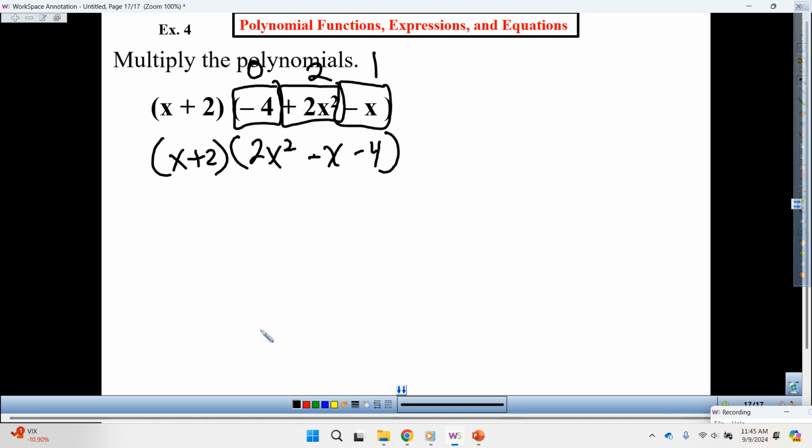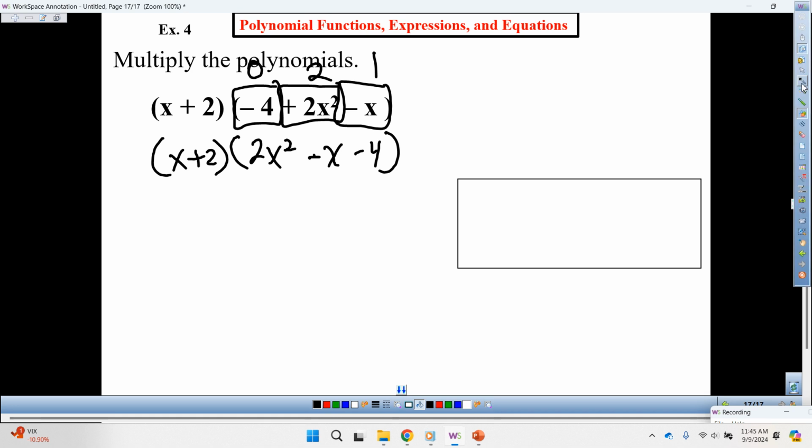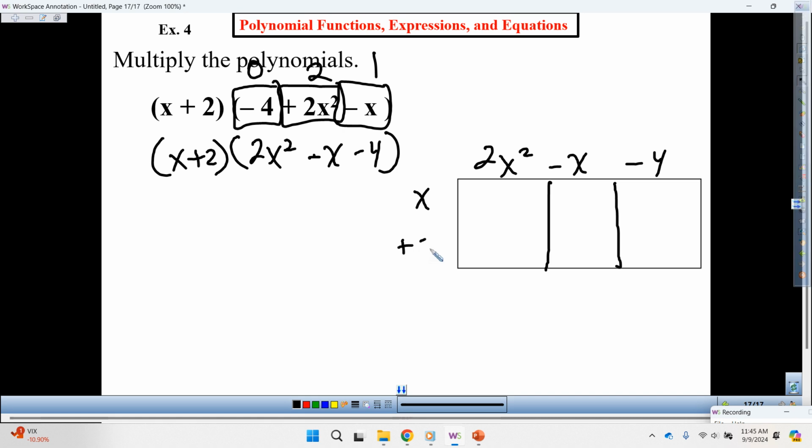So since it's getting pretty lengthy, and because of my tablet, the writing gets pretty crampy, I'm going to use the area model. Here it goes. Where is it? All right. Yeah, right here. All right, area model. So I'm going to write 2x squared minus x minus 4. Then I got x plus 2. All right, here we go. One step at a time. You're just paying attention. Here we go.